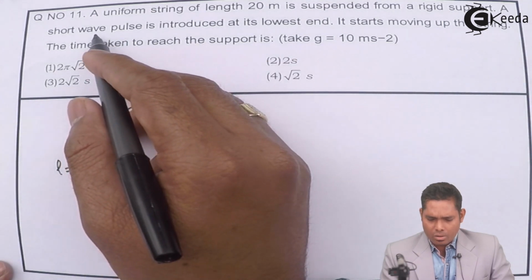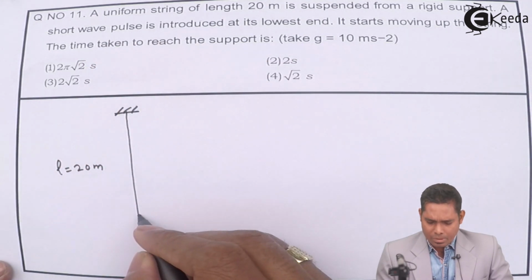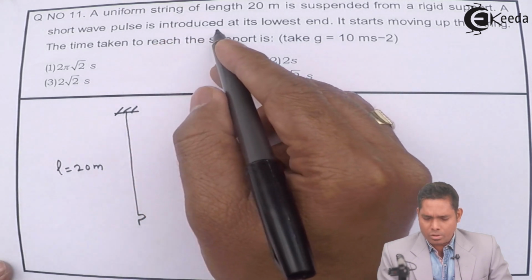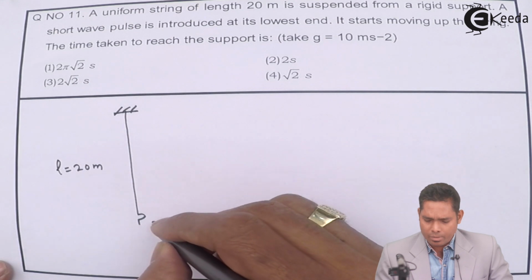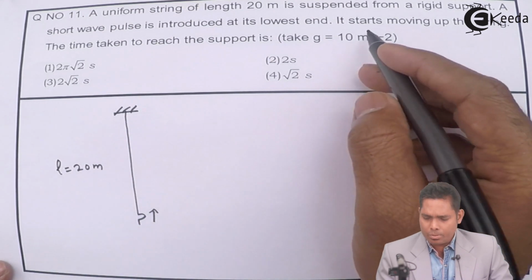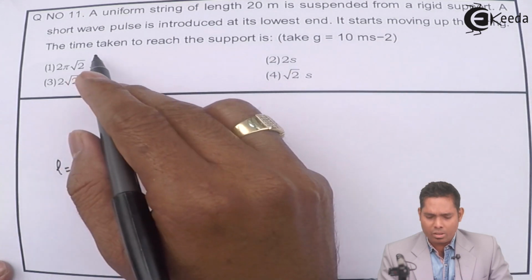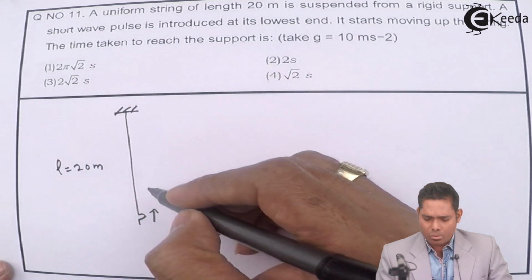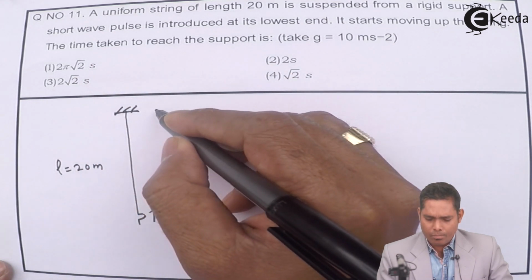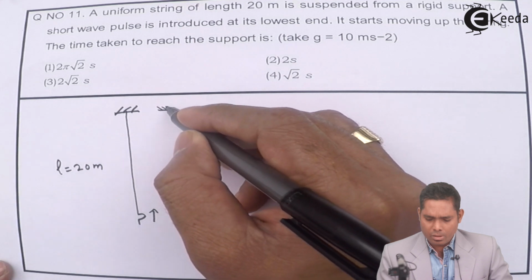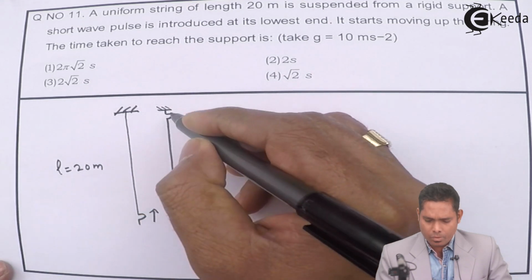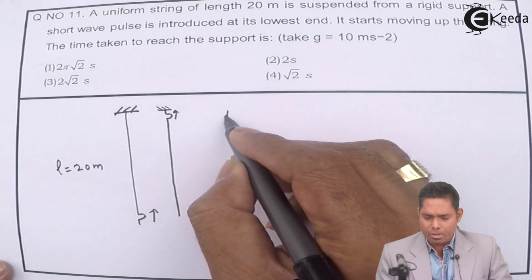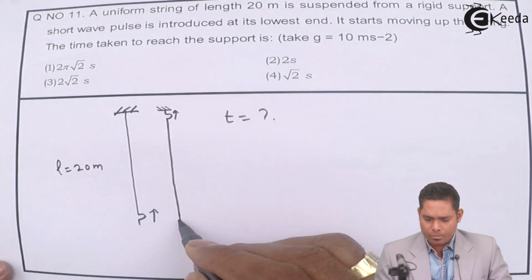A short wave pulse is introduced at this lowest end here, and the pulse travels up. It starts moving up the string. The time taken to reach the support is asked, so this wave has to reach this point. The final situation will be something like this. Here it has to reach here. So how much time will it take to reach this point? This is the question.